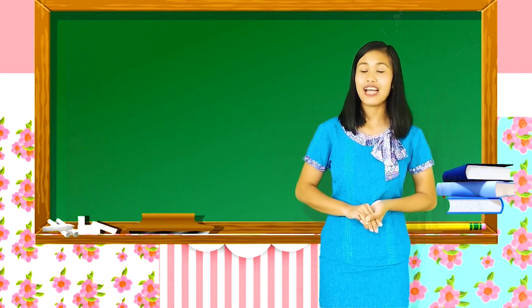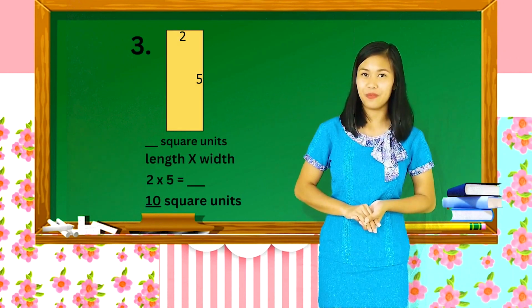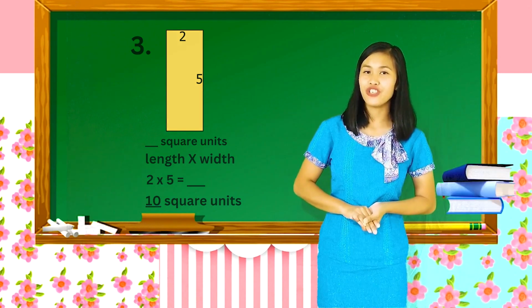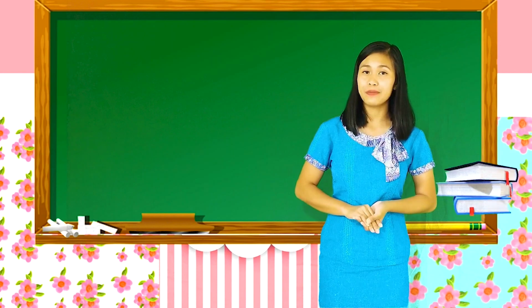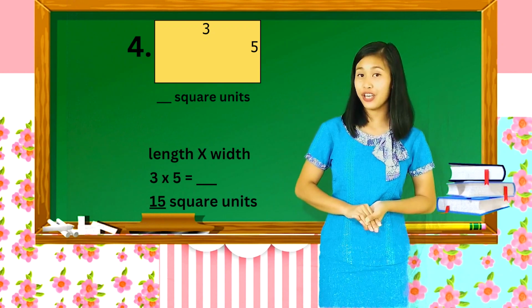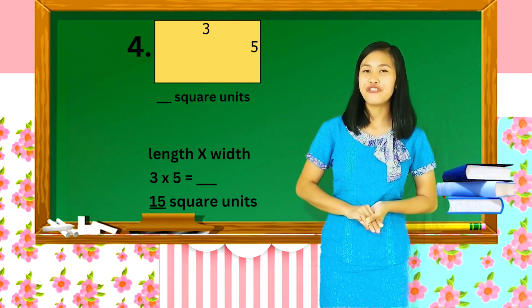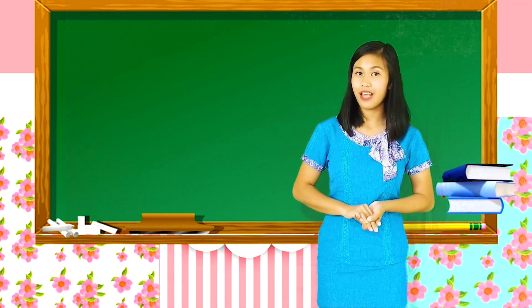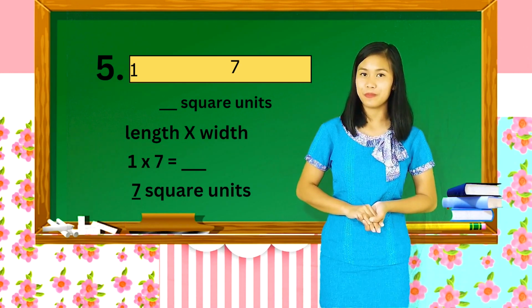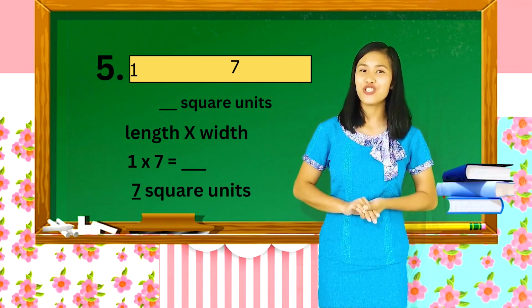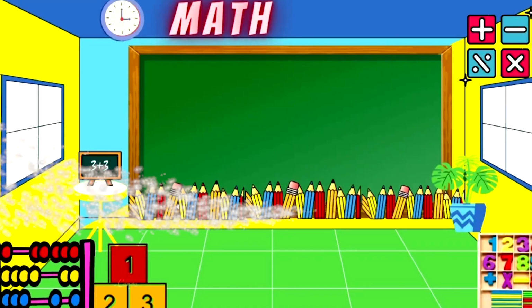What about number 3? That's 2 times 5. What's the area of number 3? Very good. 10 square units. And what about number 4? 3 times 5. What's the area? Very good. 15 square units. Now for the last number, that's 7 times 1. What's the area of the last number? Very good. 7 square units.